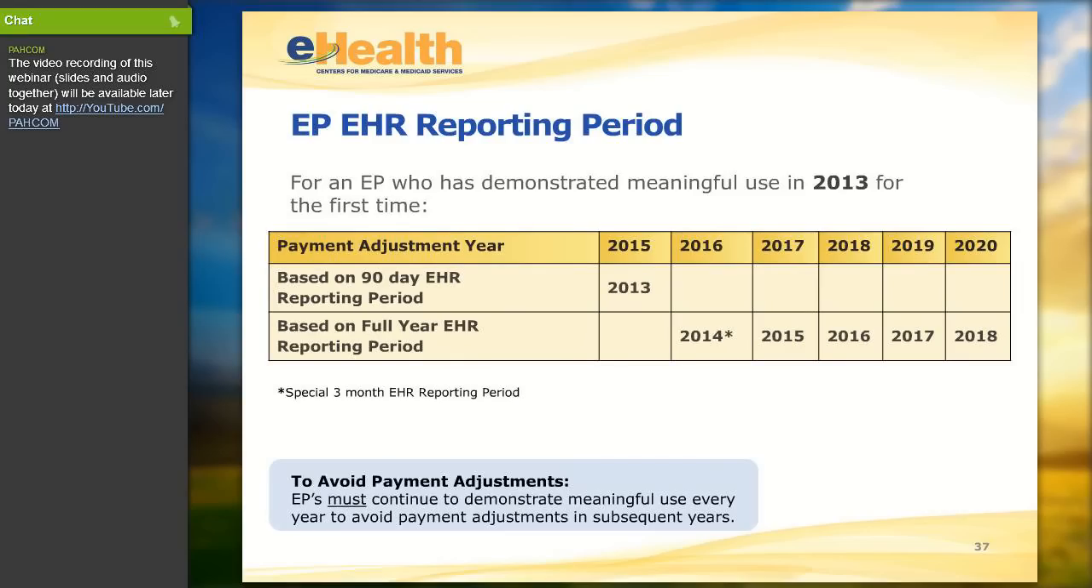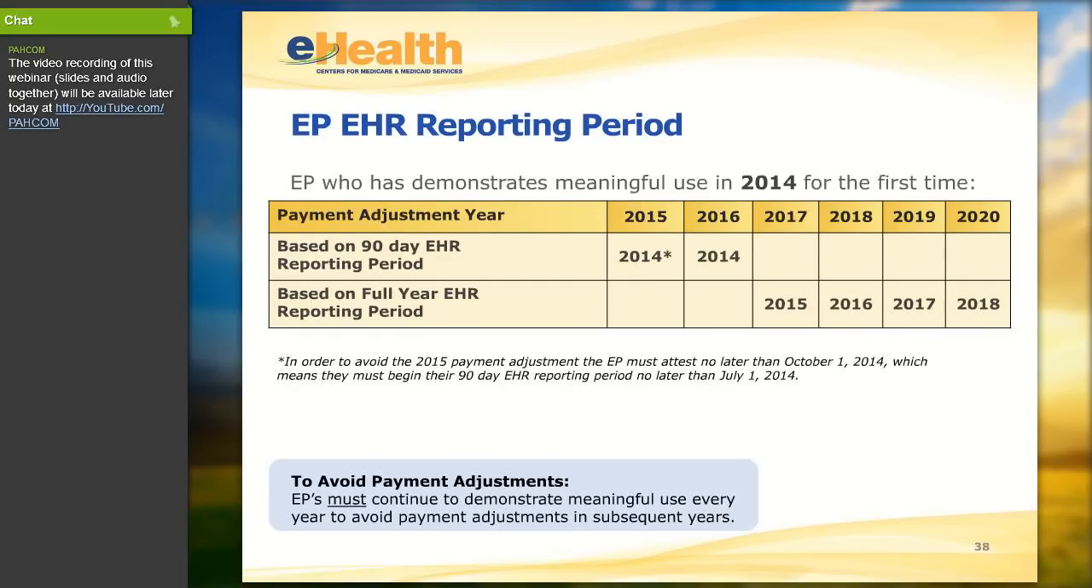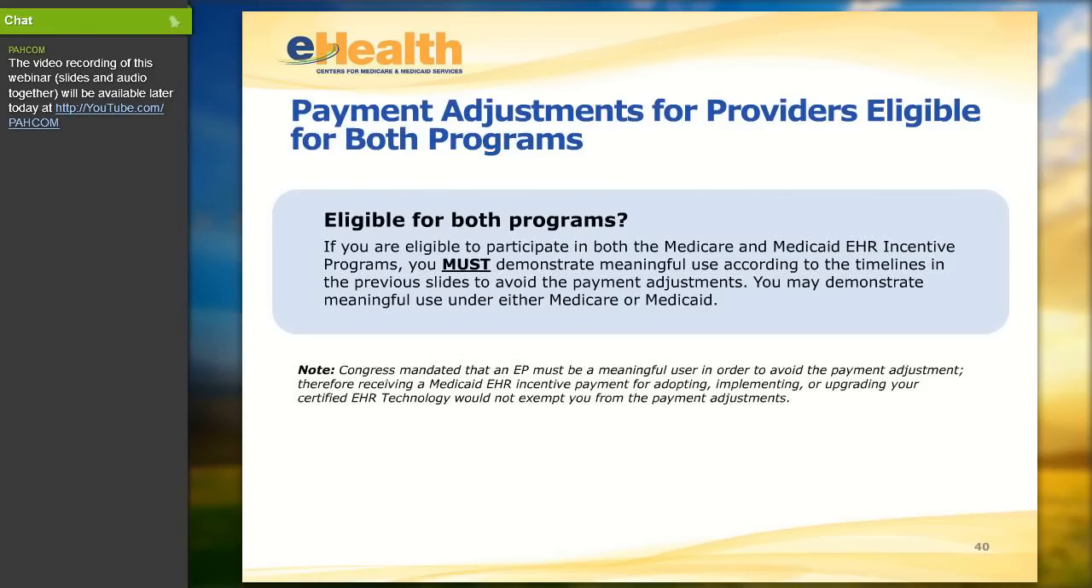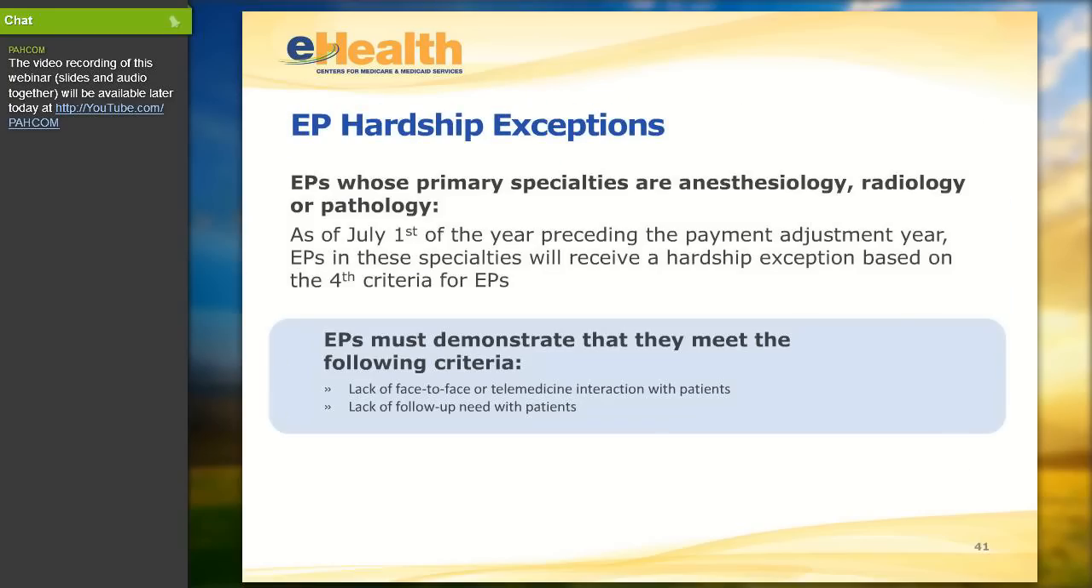And I won't go through all of these. There is a payment adjustment tip sheet on our website for eligible professionals that will describe this in a little bit more detail, but we basically covered that in the earlier slide. And so again, if you're eligible for both programs, you could participate in either Medicare or Medicaid. You just have to demonstrate meaningful use under one of those.